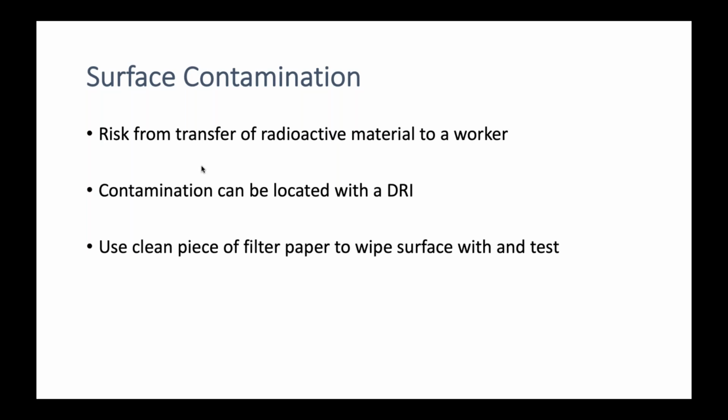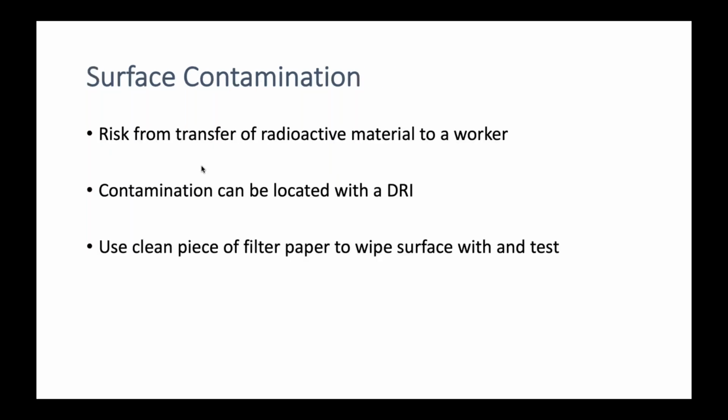Contamination can be located with a DRI, direct reading instrument. I guess that means... Anybody have a better guess at what the DRI is? I think it means direct reading instrument, like a Geiger counter. Okay. Use a clean piece of filter paper to wipe the surface and test, right?